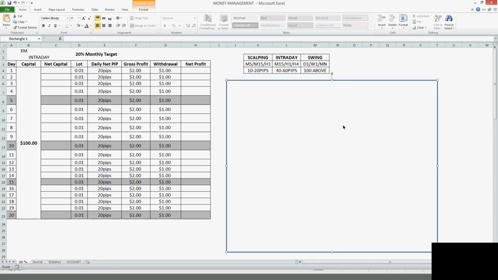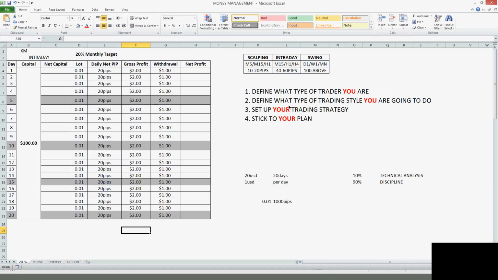When you understand and have decided what particular type of trader you are, then you will be able to do this. Let's say that you define what trader you are, and then now you need to define what type of trading style you're going to do.